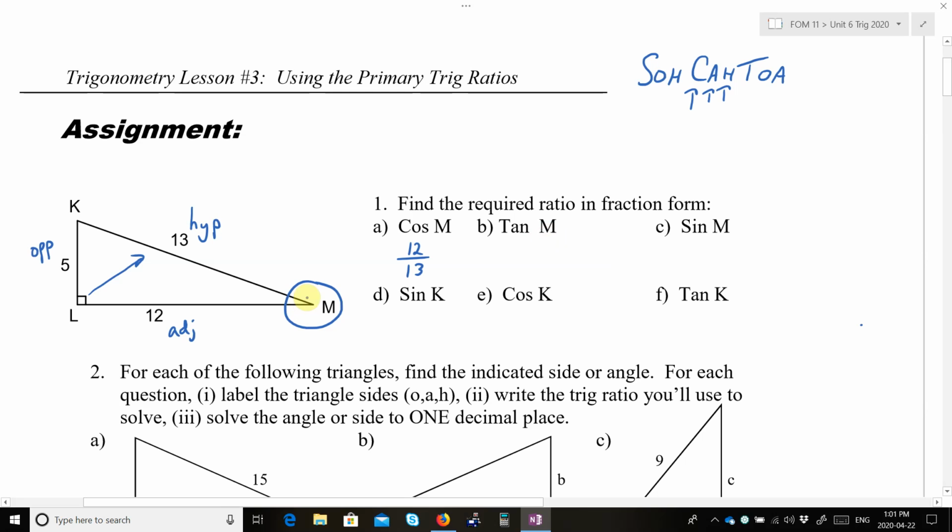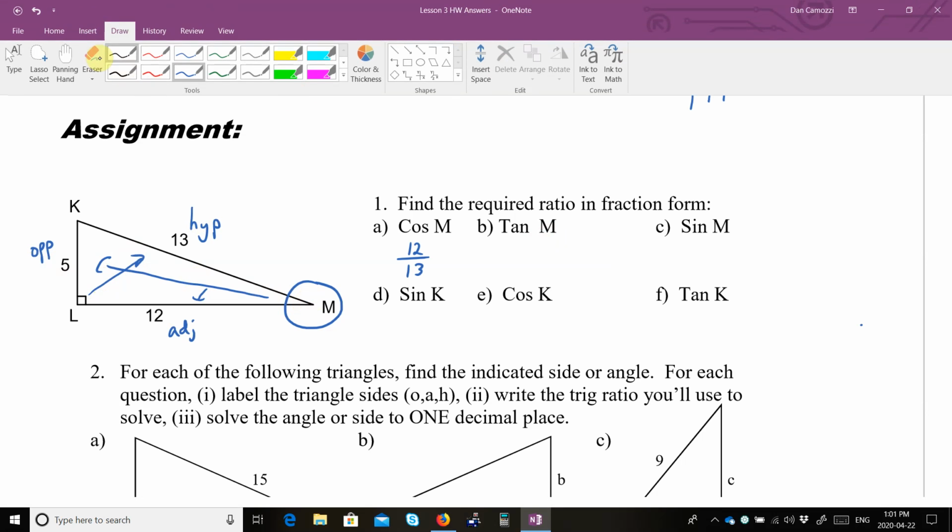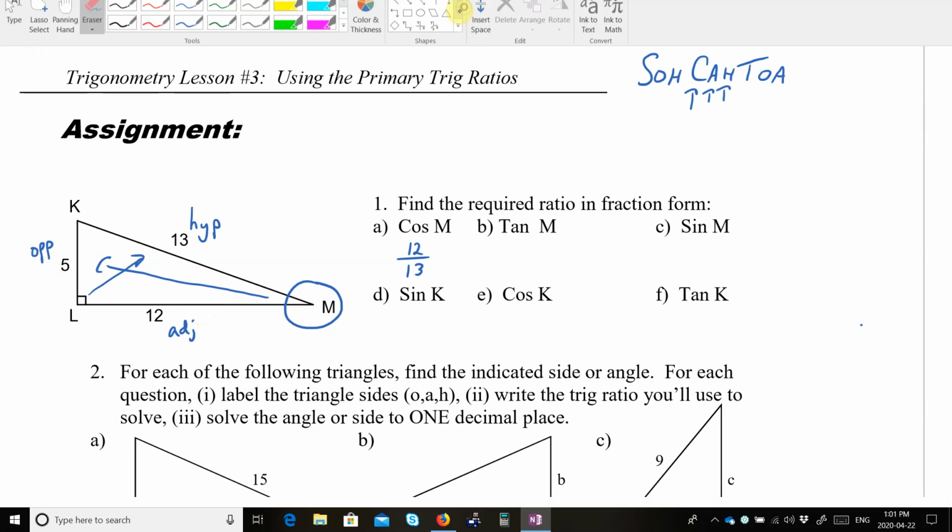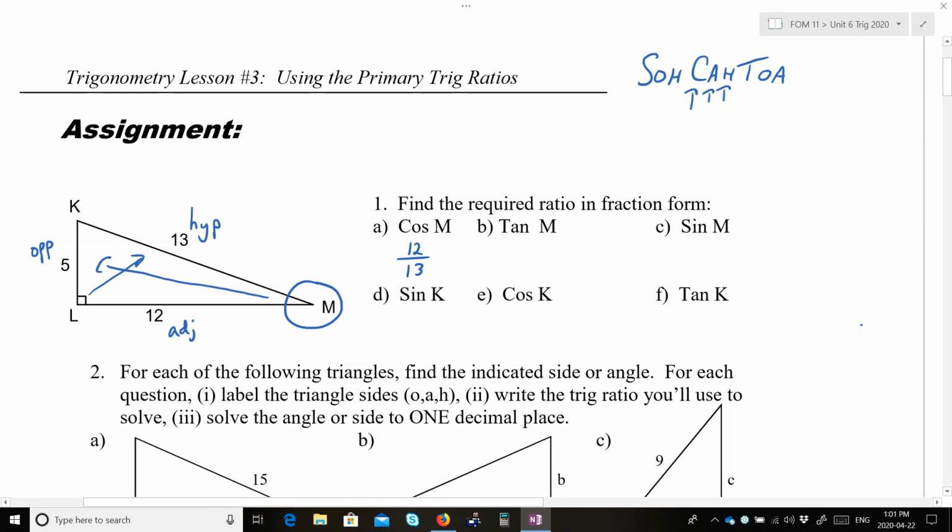Tan of M, if we're talking about angle M, the triangle is labeled the same way. Opposite side, the hypotenuse is always across from the 90, and the adjacent side is 12 in this case. So tan of M, tan is opposite divided by adjacent. So I would simply go opposite is 5, divided by adjacent 12. Okay, and you can see that these answers are consistent with the answer key at the end.